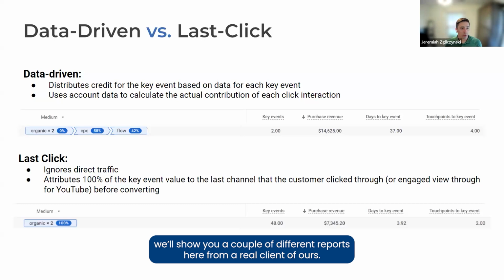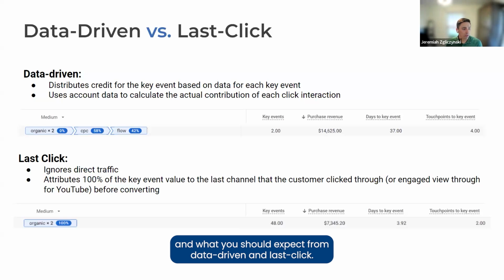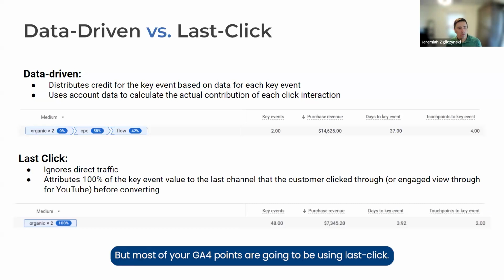All right, so jumping into the differences between data-driven and last click, we'll show you a couple different reports here from a real client of ours. We've hidden their personal details, but just to show you the main differences and what you should expect from data-driven and last click. Most of the accounts that we manage for Google Ads use data-driven attribution, so we can assign credit to different touch points along the purchase journey. But most of your GA4 points are going to be using last click. So it typically defaults to the last non-direct click.